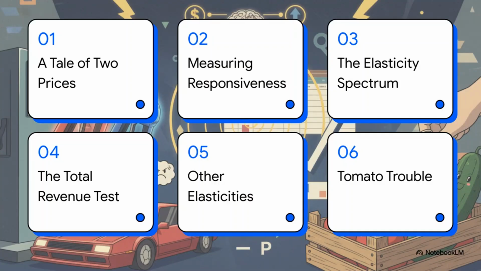So, how are we going to crack this puzzle? Well, here's our game plan for today. We'll start with our gas and tomato mystery, then I'll show you the secret tool economists use to measure our reactions. We'll explore the whole spectrum of this tool, see how businesses use it to make money, and finally, we'll put it all together to solve a real-life case of tomato trouble.